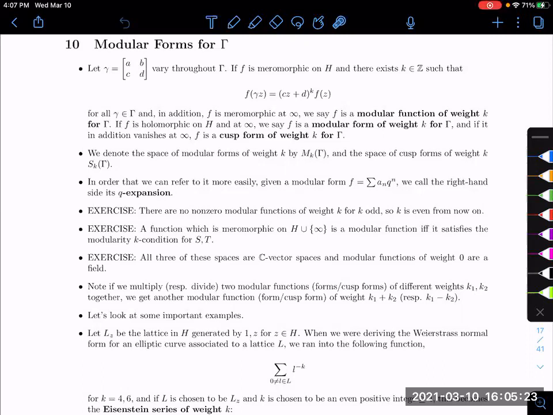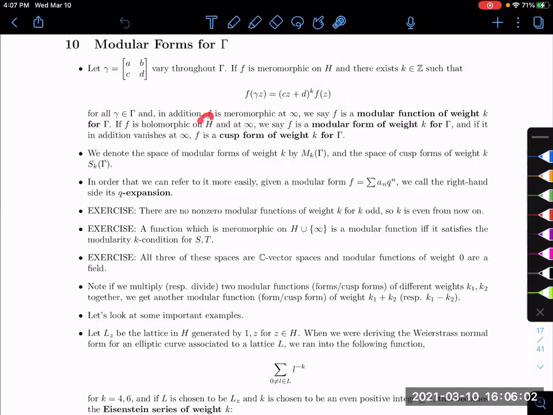Let's remind ourselves what a modular form for SL2Z is. It's a meromorphic function on the upper half plane such that f of gamma z, where gamma is a 2x2 matrix in SL2Z, is cz plus d to the k times f of z for some integer k, where c and d are the entries in the bottom row of the matrix, and this has to hold for every lowercase gamma in SL2Z. If this function is in addition not only meromorphic on the upper half plane, but at infinity, then we call this a modular function of weight k for gamma, SL2Z.